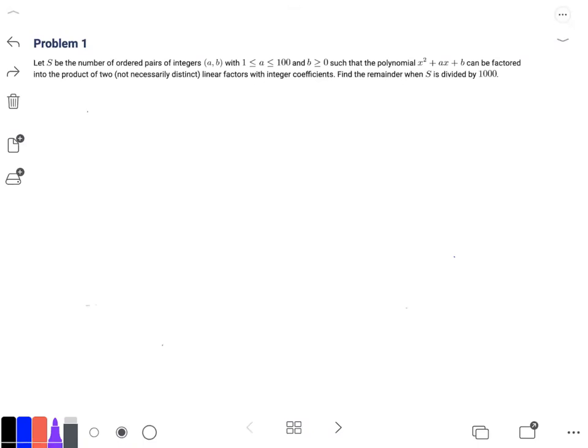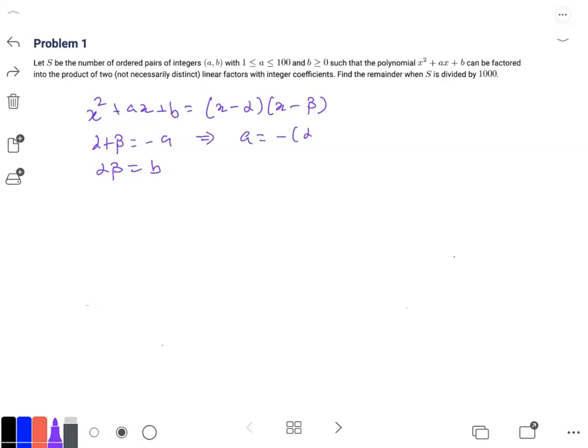Okay, so it's saying that x squared plus ax plus b can be factored into linear factors with integer coefficients. Let's call the roots of the factoring alpha and beta. So this can be factored as (x minus alpha)(x minus beta). And now let's just use Vieta's rules to get coefficients in terms of the roots. So by Vieta, we know that alpha plus beta is equal to negative a and alpha beta is equal to b. From this, we can conclude that A is equal to negative (alpha plus beta), and then B is equal to alpha beta.